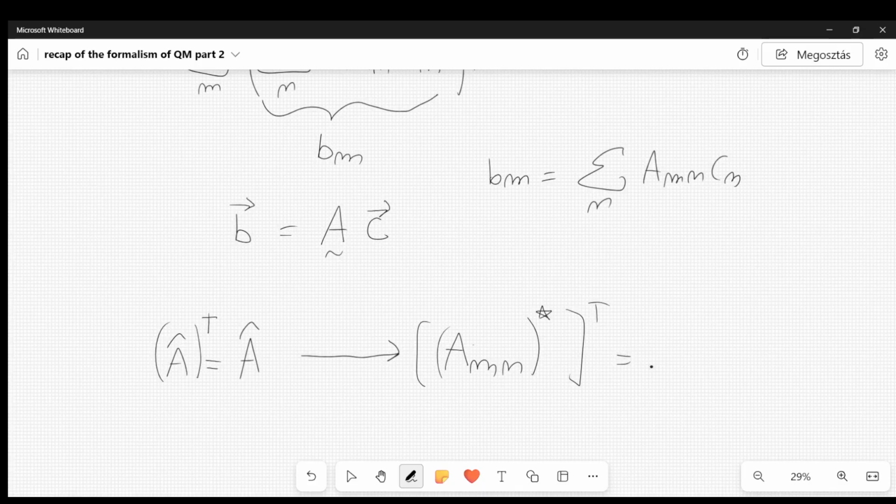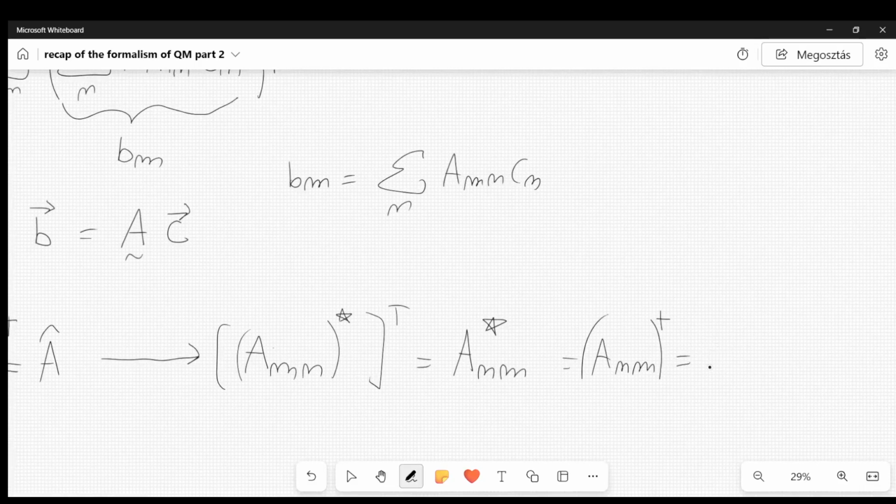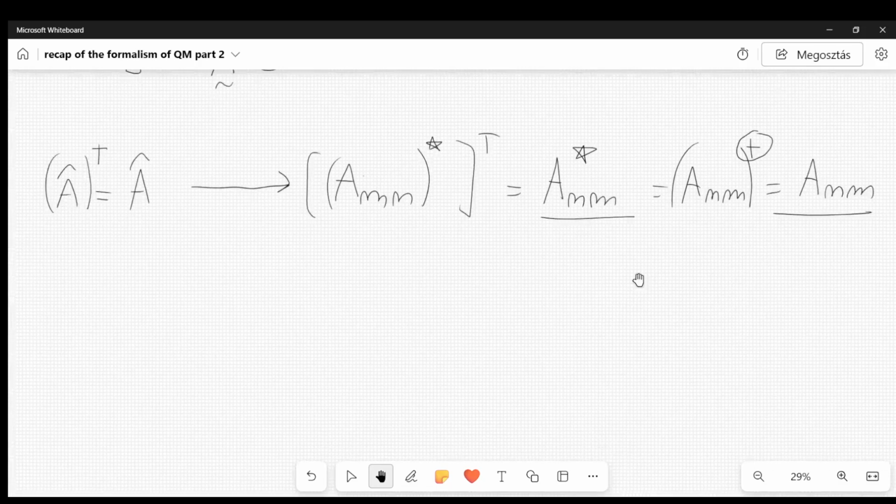And this is equal to A_nm star, if you want. And so this is equal to A_nm dagger, but if it is Hermitian, this is equal to A_nm, because if it is Hermitian, the complex conjugate transpose is equal to the matrix itself. So we have this identity, which is important for Hermitian operators.